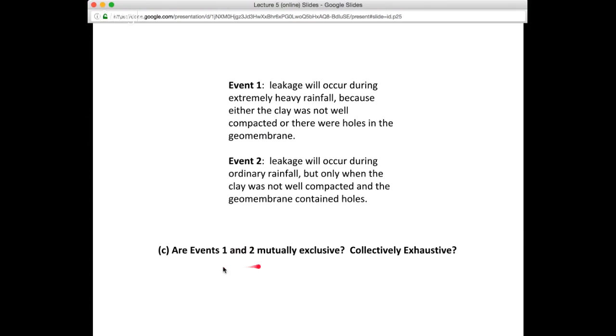We can look at events 1 and 2 and maybe make a guess about whether they would be mutually exclusive. I think they are mutually exclusive just looking at it, because event 1 requires heavy rainfall, whereas event 2 requires ordinary or light rainfall. Since those two events are mutually exclusive, conditioned on rainfall of one form or another, that implies that events 1 and 2 are going to be mutually exclusive. And we'll see that mathematically in a second. Collectively exhaustive, it's really hard to say. We're going to have to actually try to figure that out.